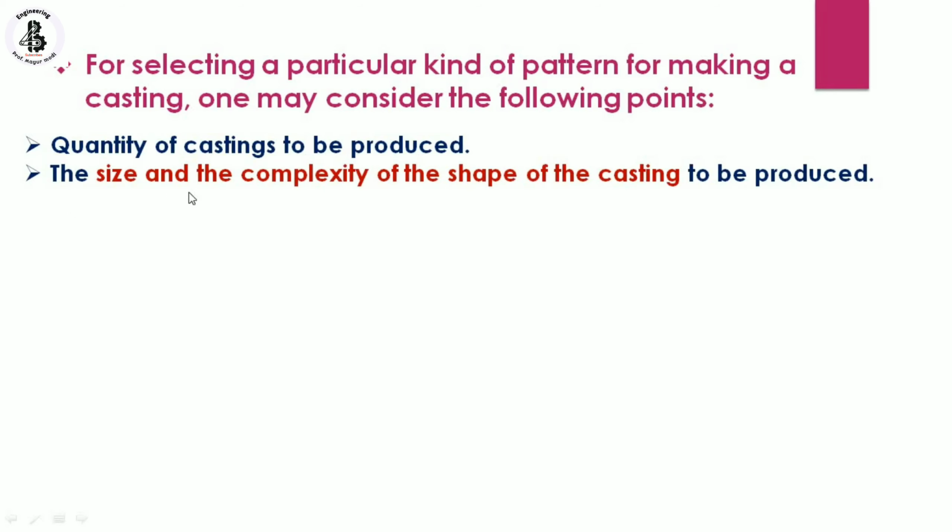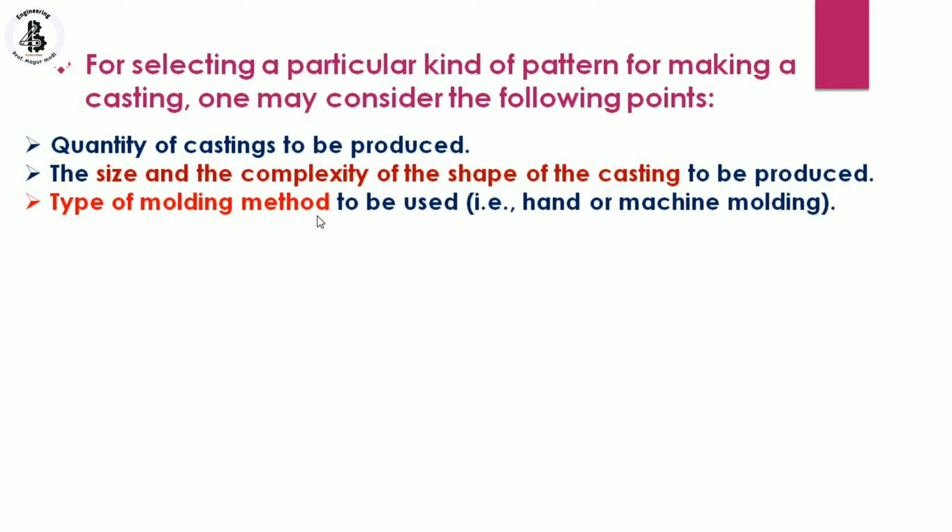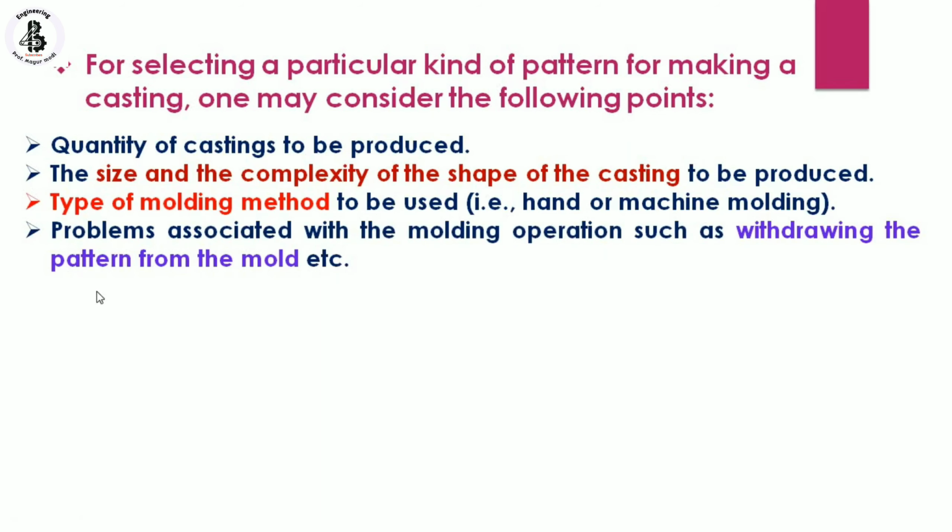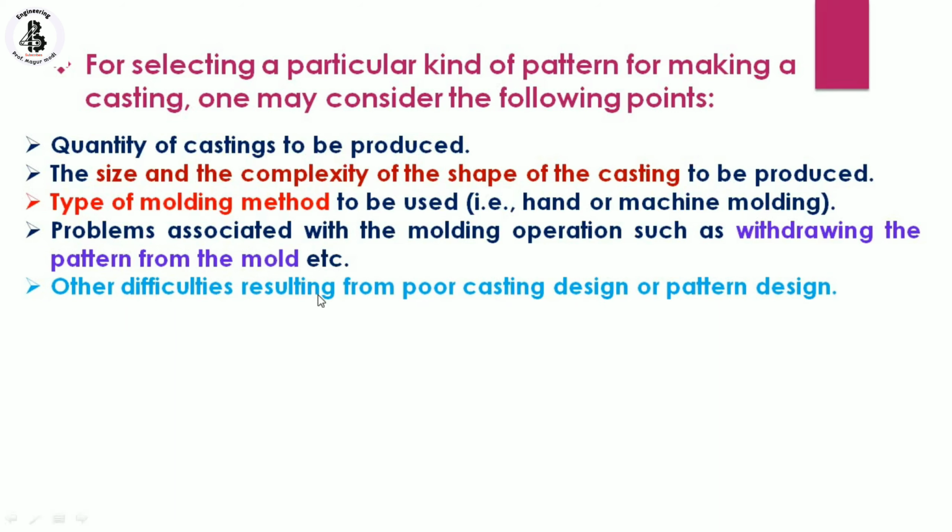Second, the size and the complexity of the shapes of the castings to be produced. Type of molding method to be used, either hand molding or machine molding. Then problems associated with the molding operations, such as withdrawing the patterns from the mold. Whenever there are such difficulties, wax material is used as the pattern material. Other difficulties result from poor casting design, or you can say pattern design.